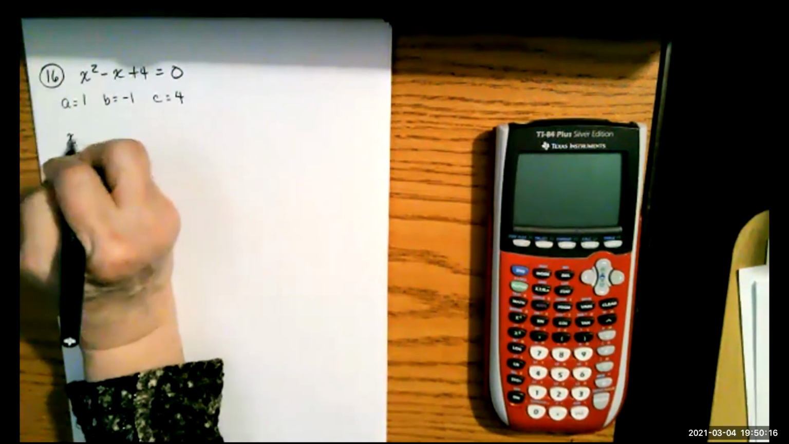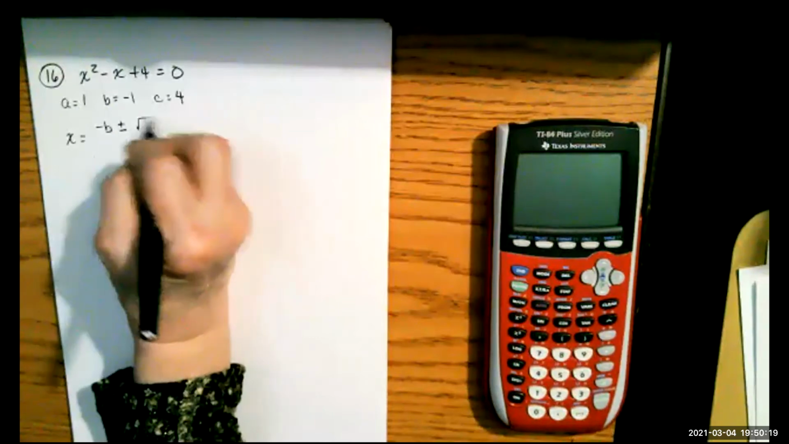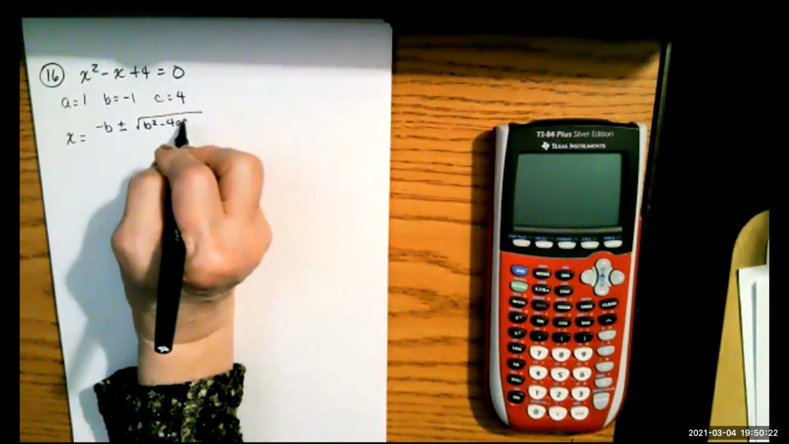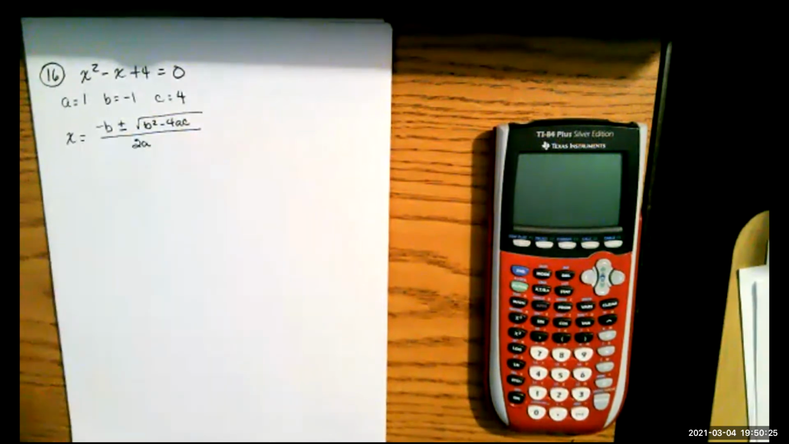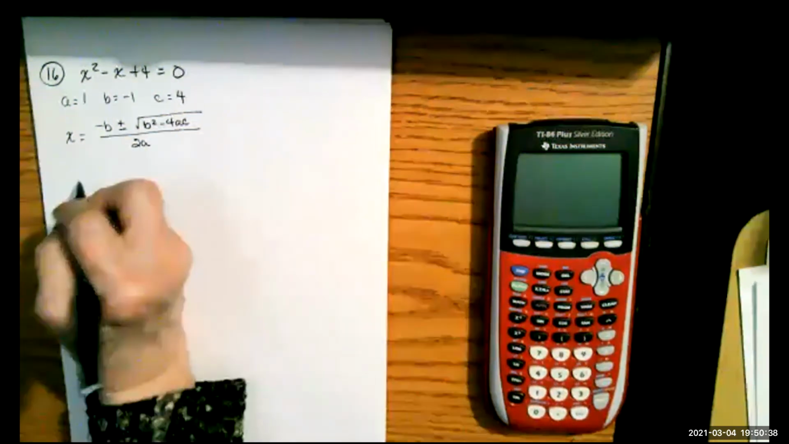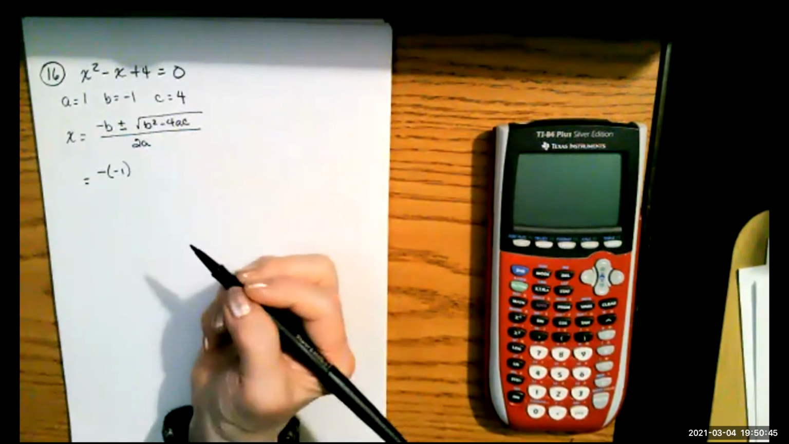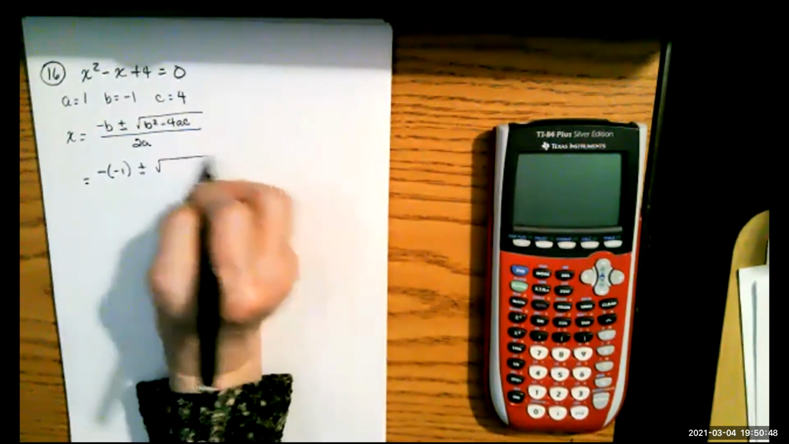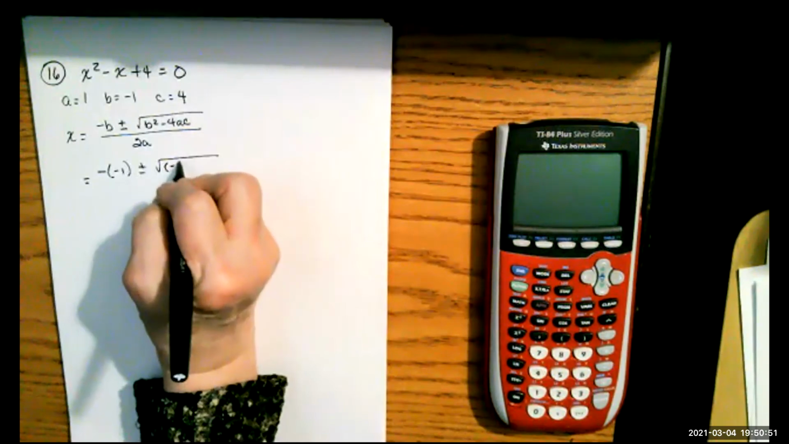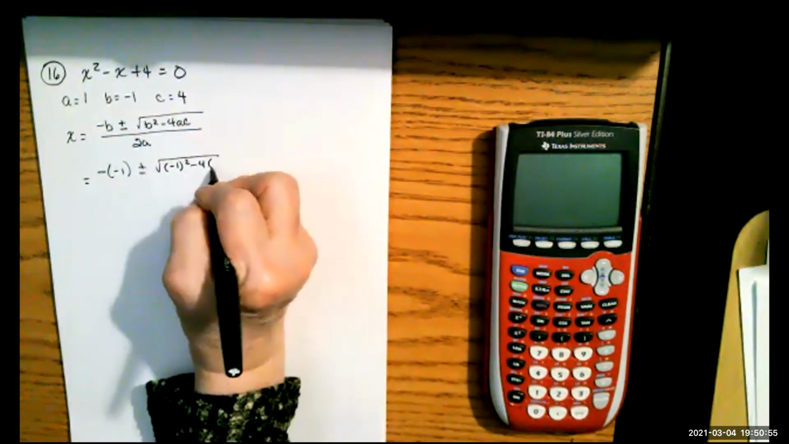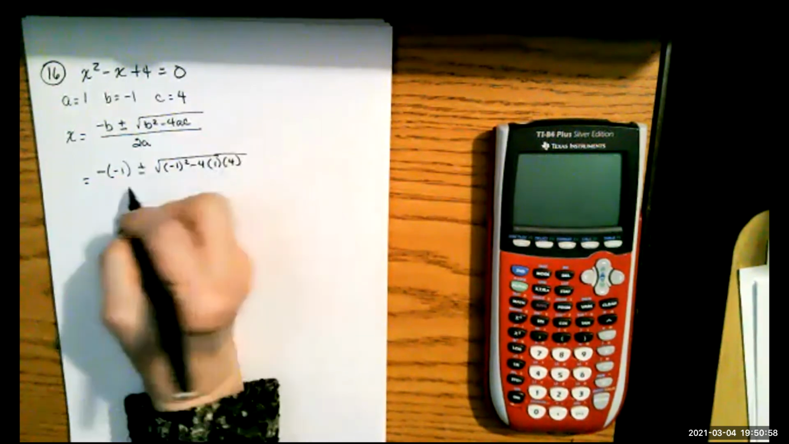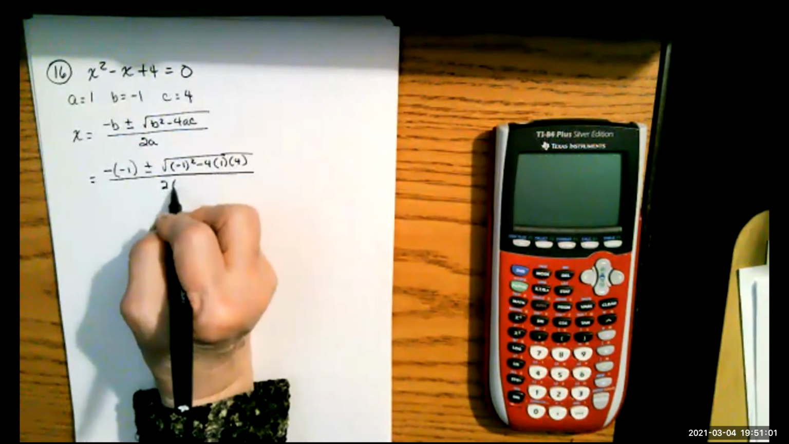All right, so let's try the quadratic formula. Have you memorized it yet? Negative b plus or minus the square root of b squared minus 4ac over 2a. All right, let's try it. Negative b. The negative's there in the formula. B is negative 1. I put it in parentheses. Remember to put these things in parentheses and they'll keep you from messing up. B is negative 1. I'm going to square it. Minus 4 times 1 times 4, all over 2 times 1.